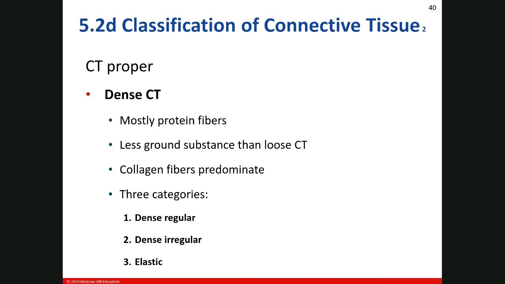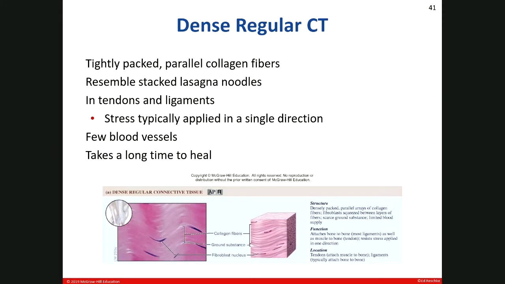Okay? So if you look at the term dense, all right, in this situation, things are going to be packed closer together. So this type of tissue is mostly protein fibers. It will have considerably less ground substance. Okay? And the type of protein fiber that really stands out is collagen. Okay, so there's 3 types: dense regular, dense irregular, and elastic. So the first one is dense regular.